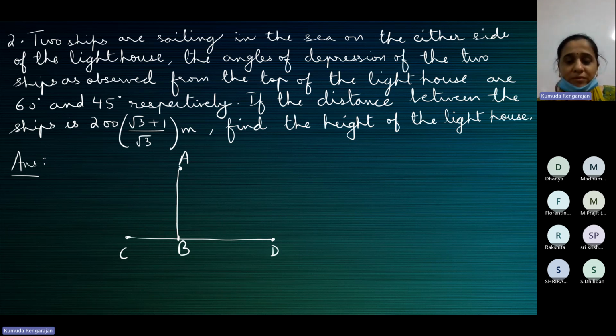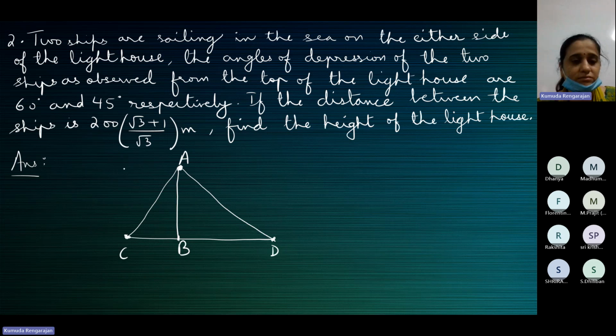The observer is on top of the lighthouse at A and he looks down at the ship at C and down at the ship at D. So the observer is here, the object is here. So this is the line of sight. Now, the line of sight is always drawn through the eye of the observer. He looks on both the sides. So this is the horizontal through the eye of the observer.